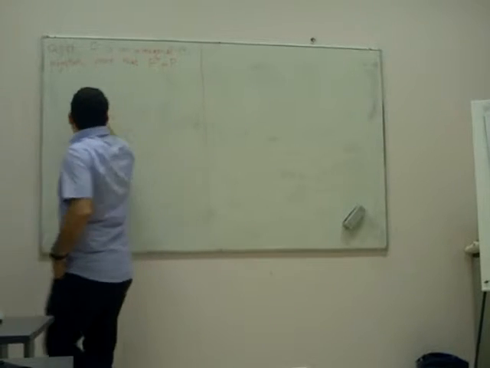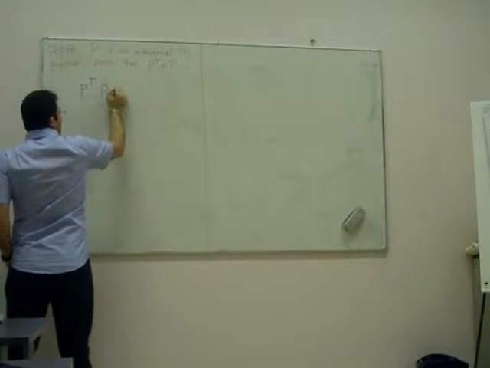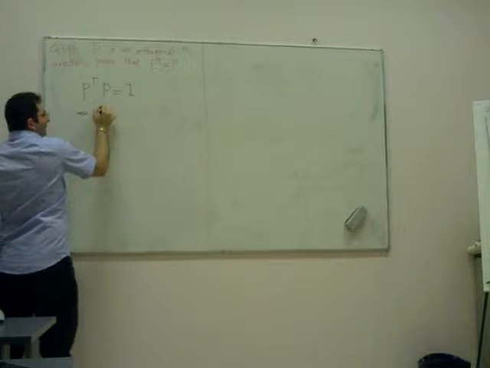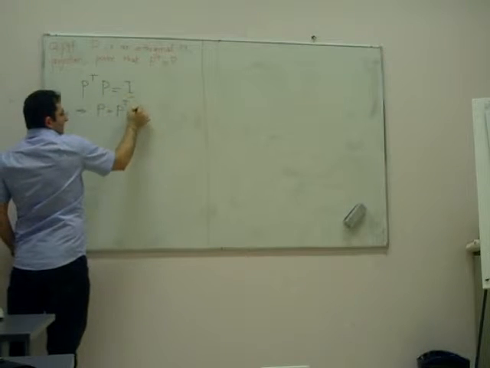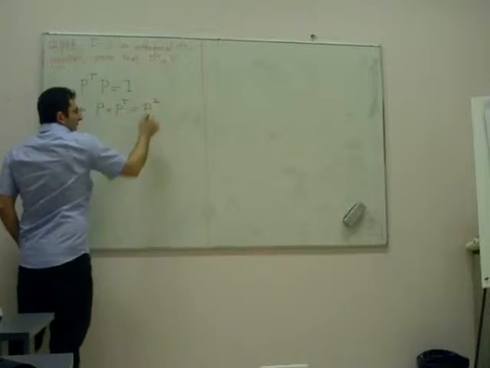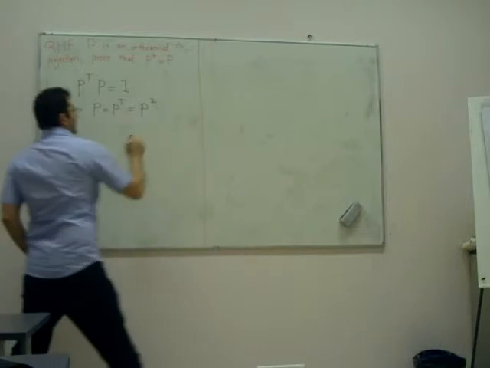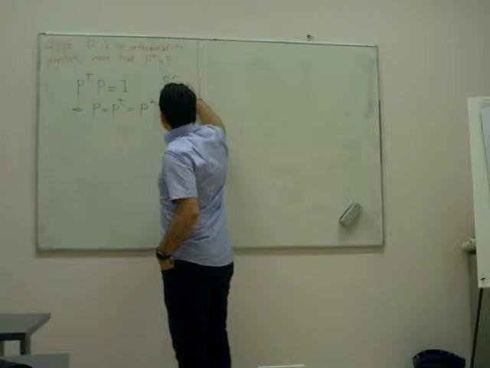A matrix P is orthogonal if P transpose P is equal to I. As a consequence, it means that P is equal to P transpose, and P squared is also P. They're all the same. So if this is true, it means that P is orthogonal.